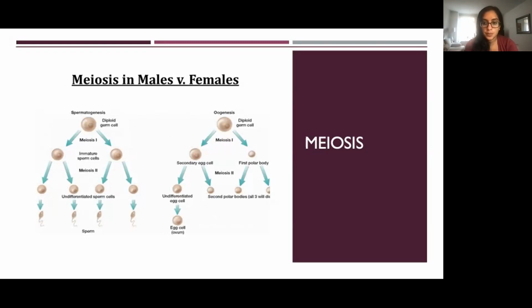Meiosis 1 is completed at the time of ovulation, wherein the first polar body is formed, and meiosis 2 begins, but once again is halted at this time during metaphase. Meiosis 2 is completed only if fertilization occurs, and you get your second polar body. Fertilization most often takes place in the fallopian tube.